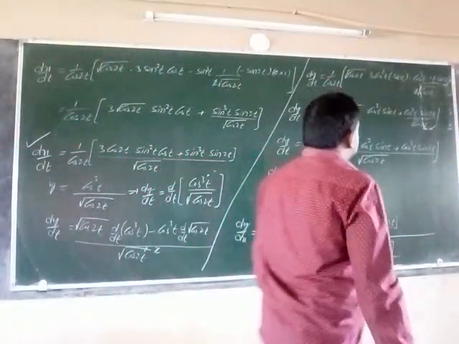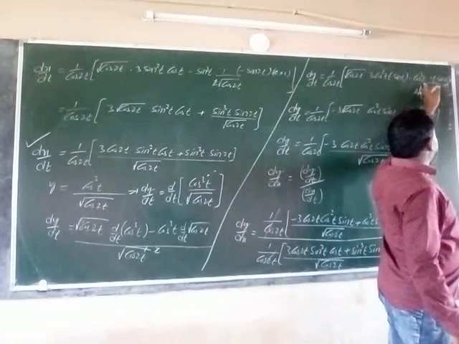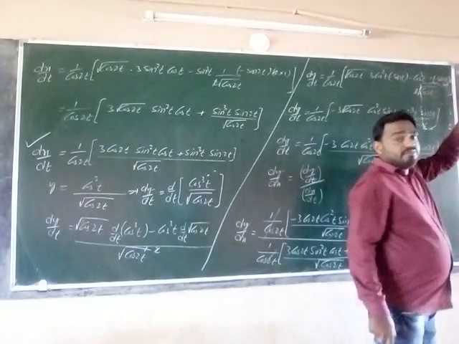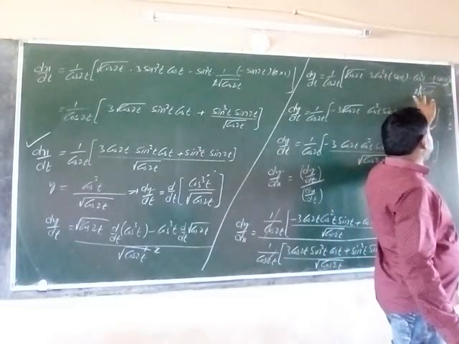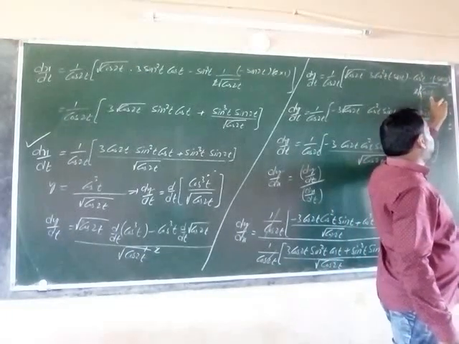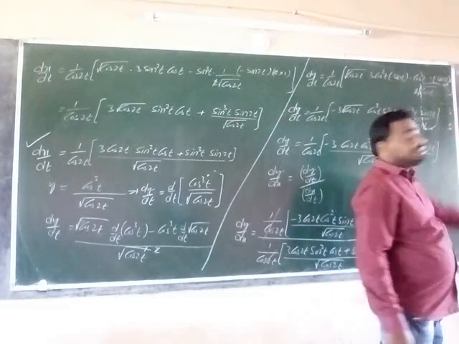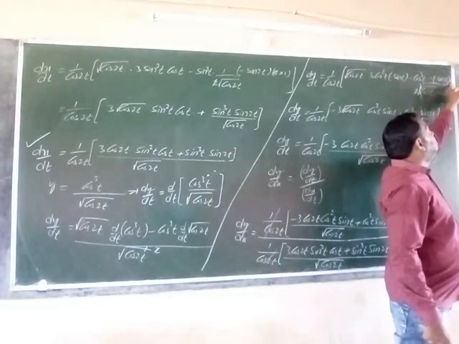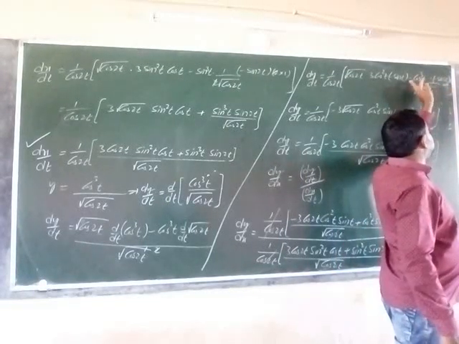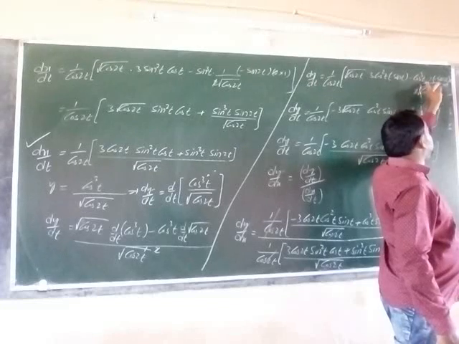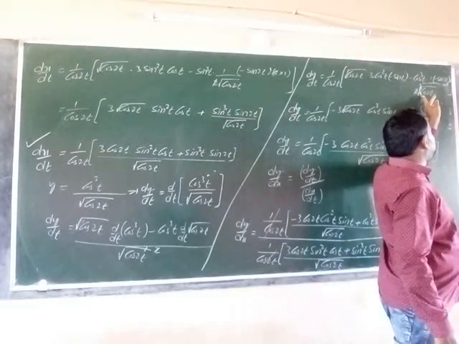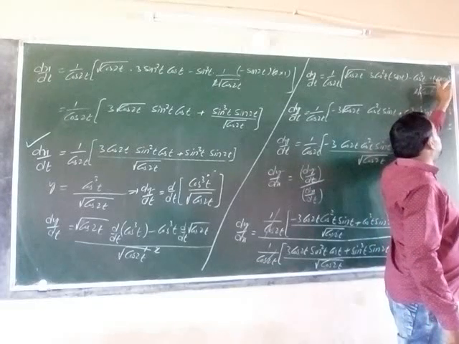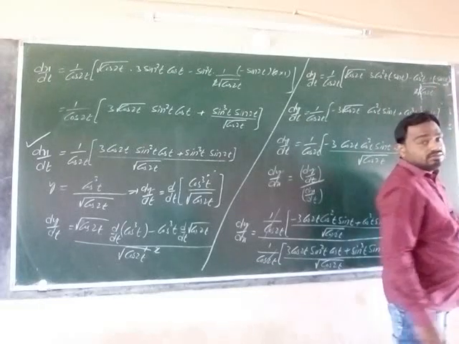Now, cos cube t into the derivative of root x, which is 1 by 2 root x. So 1 by 2 root of cos 2t. Next, the derivative of cos 2t is minus sin 2t, and the derivative of 2t is 2. You see here minus cos cube t into 1 by 2 root of cos 2t into minus sin 2t into 2.